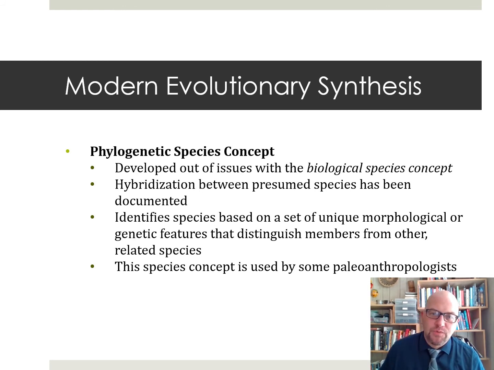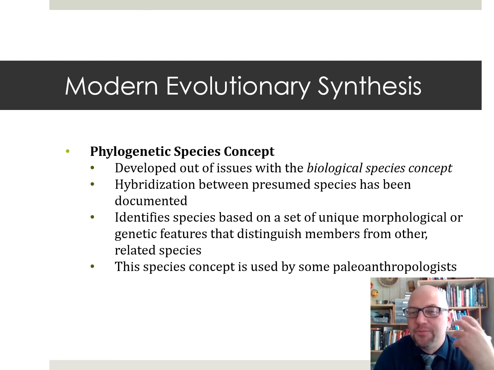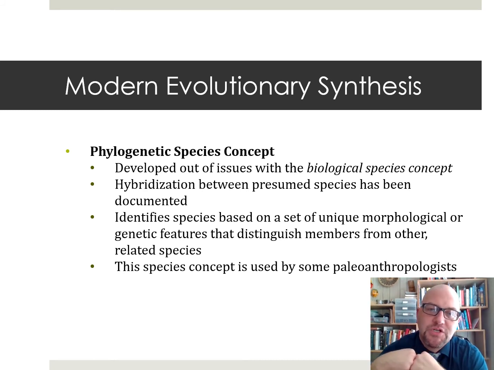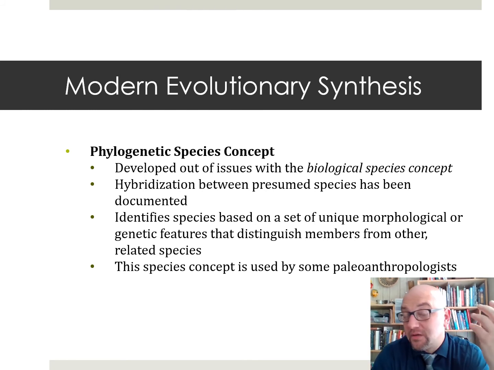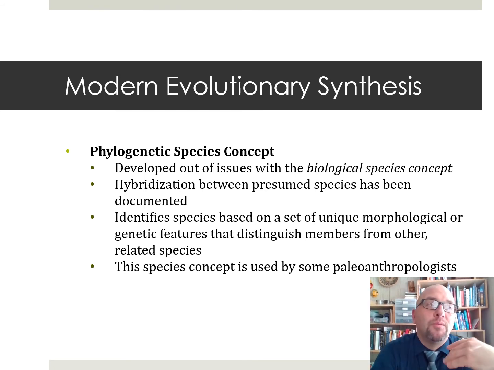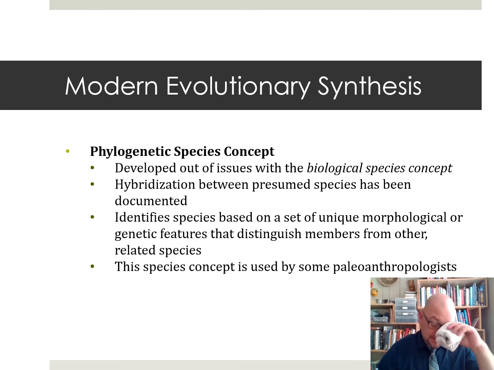Which came out of some of these issues with the biological species concept, because the phylogenetic species concept recognizes that crossbreeding and hybridization happens, right? And so maybe rather than talking about breeding and fertility, we should talk about species based on particular and unique morphological or maybe genetic features that distinguish it from others, right? This concept is used a lot by paleoanthropologists that study our deep history, going back millions of years.